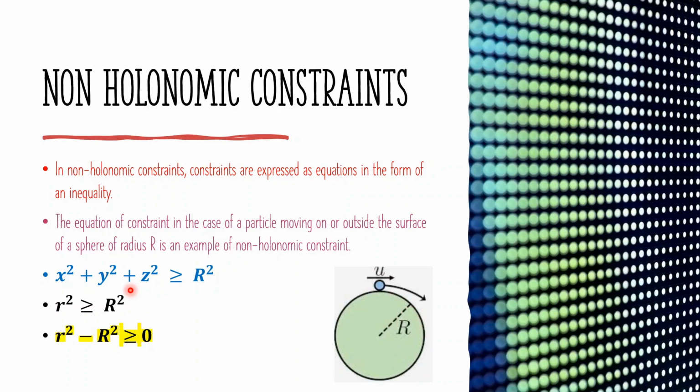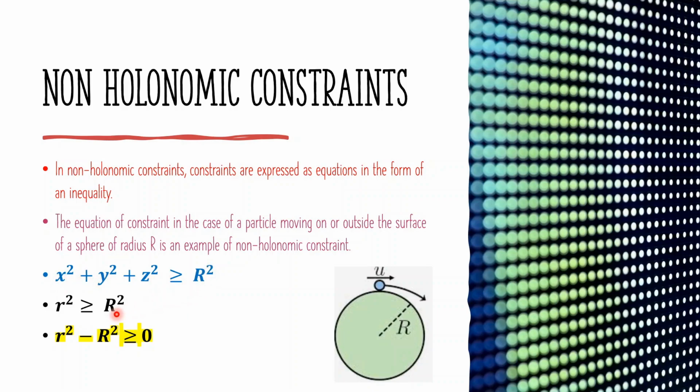By combining these two, we have presented the equation in this form: x square plus y square plus z square greater than or equal to r square. If the particle is moving on the surface, the equality sign holds good. If the particle is moving outside the surface, the inequality sign, that means greater than, should be taken into account. We know that the position vector r equals i into x plus j into y plus k into z. Then r dot r is our r square. The value of r square is x square plus y square plus z square.